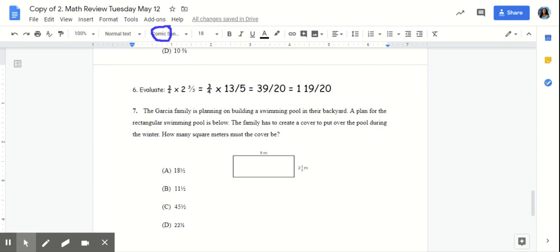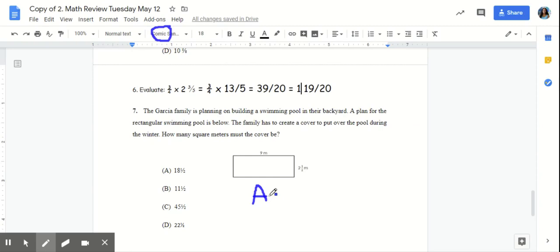Number 7, the Garcia family is planning on building a swimming pool in their backyard. A plan for the rectangular swimming pool is below. The family has to create a cover to put over the pool during the winter. How many square meters must the cover be? What formula am I going to use to solve? That's right, area.